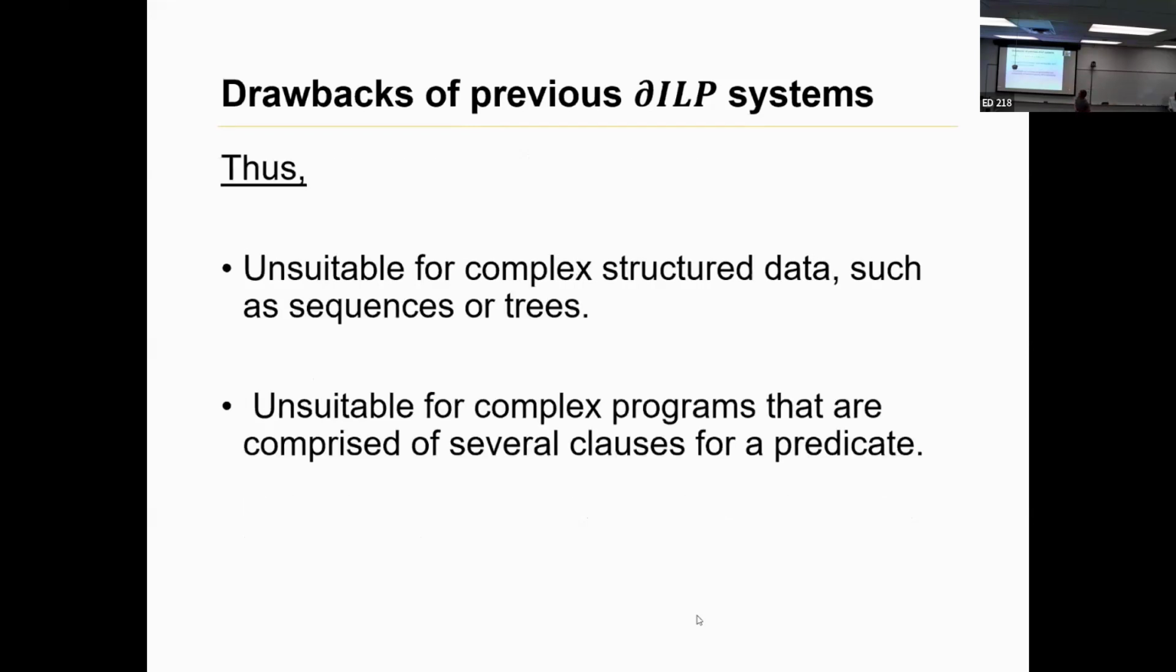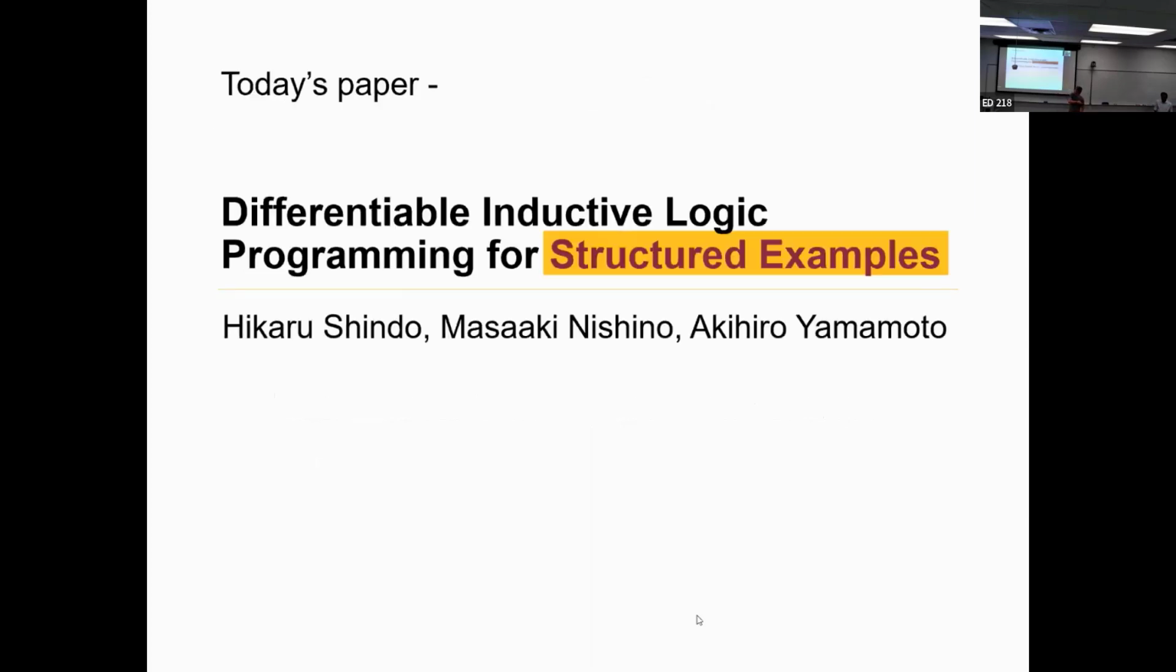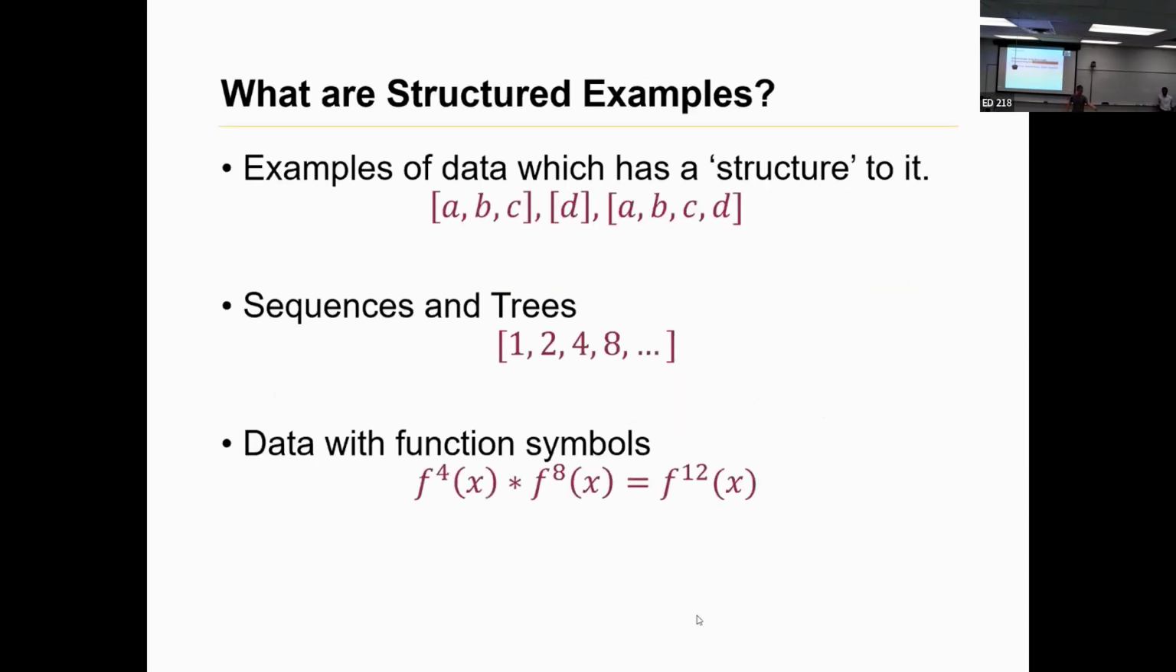And thus, the old differential ILP paper is unsuitable for complex structured data, such as sequences or trees. We'll see some examples in a bit. It is also unsuitable for complex programs that are comprised of several clauses per predicate. So today's paper is differential ILP for structured examples. We'll see in a second.